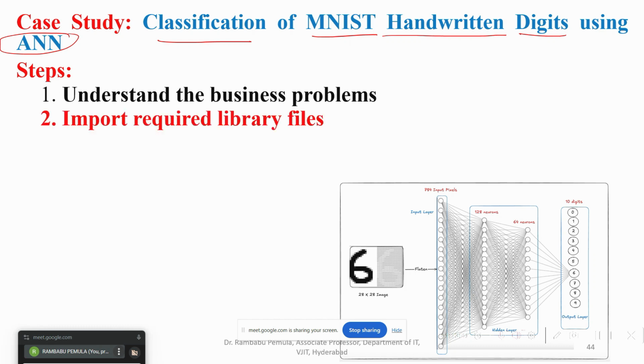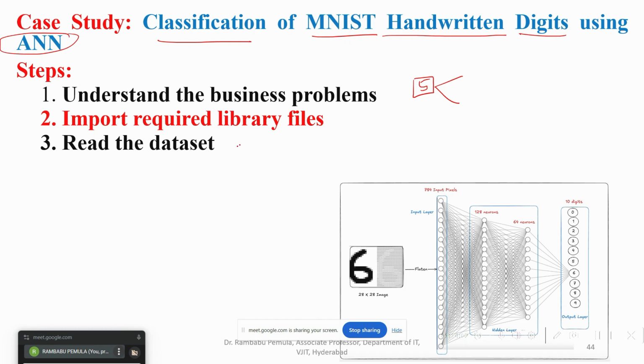Our problem is that we give a handwritten digit as input, whether it is a 5 or 6 or whatever it may be, and we print the corresponding class label. That is our problem statement. To perform this, some library files are required, and then you have to read the dataset.